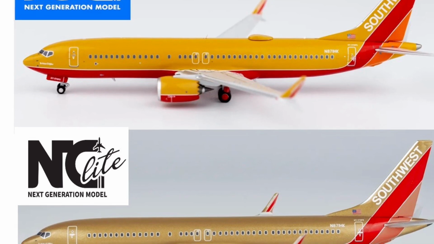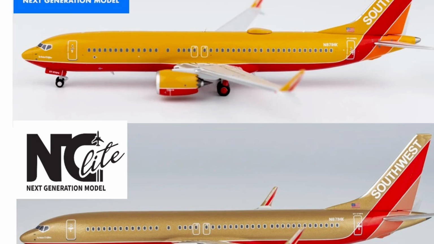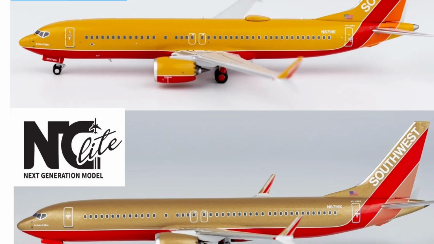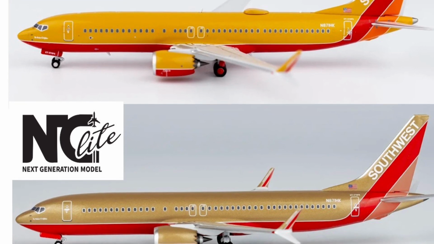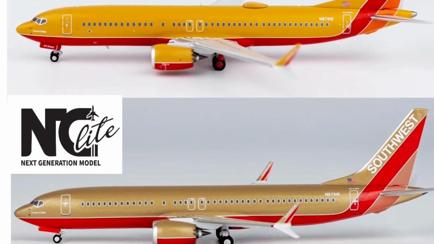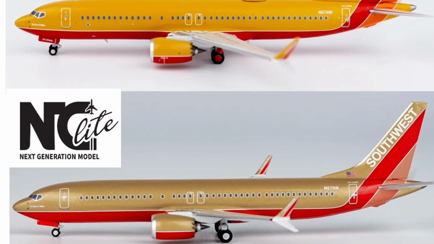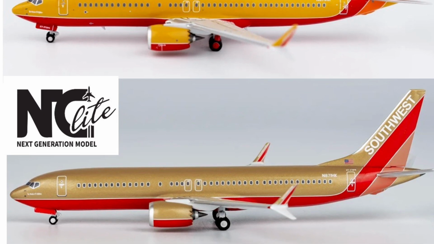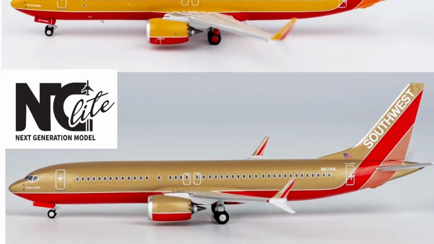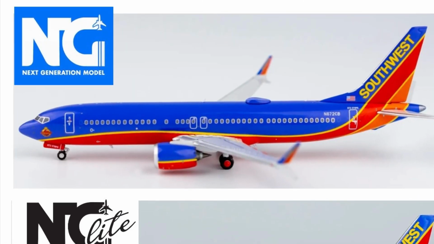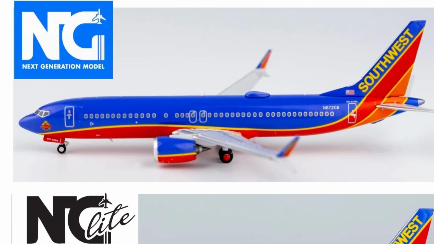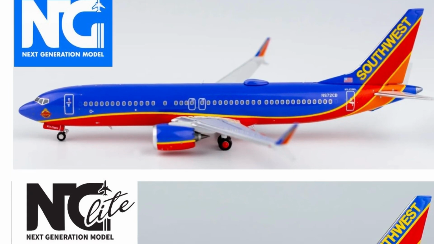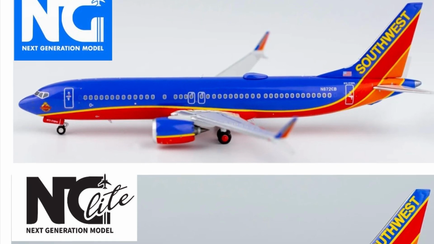So there is that difference that's obvious between the new NG Lite version and the original, but that doesn't really play into the NG Lite, NG Standard conversation. So I'm not going to get focused too much on the colours. What I am interested in is what is the difference between an NG Standard and an NG Lite model in general. So what I've done is I've simply taken NG's original photographs of the original model and put them side by side with the NG Lite version.